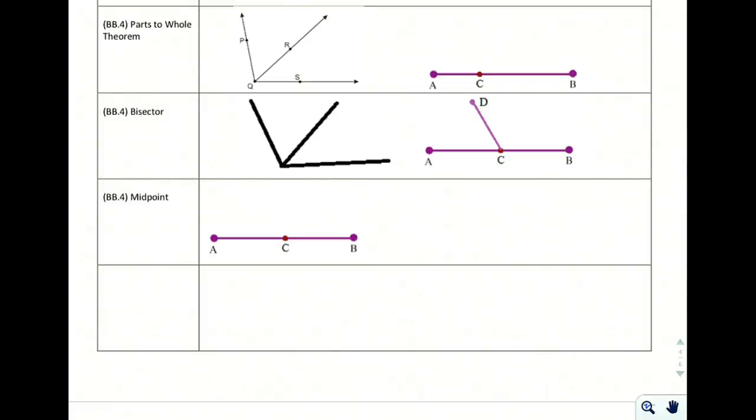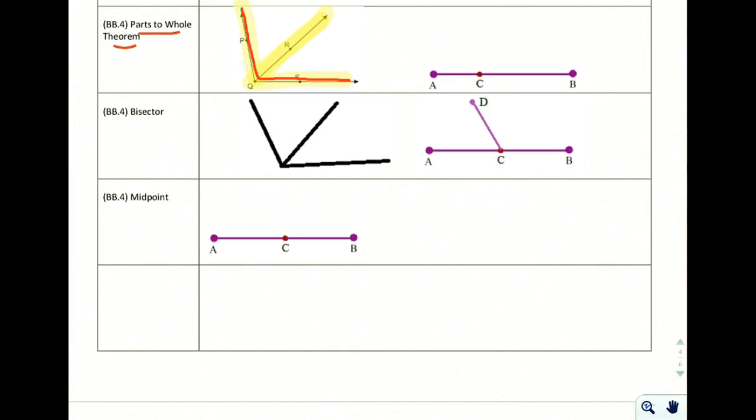We're going to look in the notes in section 4 for some vocab. First one we're starting out with is the parts to whole theorem. And what that's saying is that whenever you have two or more parts, you can put them together to form the whole. So for example, if you had the angle PQR and the adjacent angle QRS, you would form angle PQS.